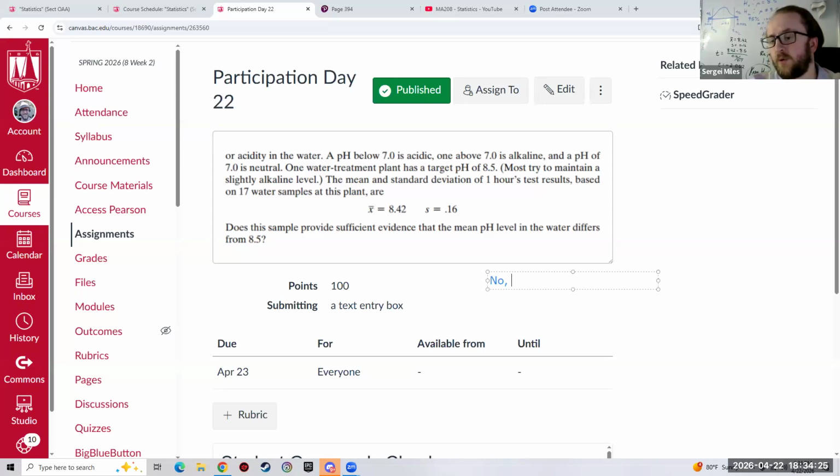Well, in fact, you can just leave it at that if you want. Just typing in no, there's not evidence to suggest the pH level differs. Yeah, we keep the null hypothesis here, all right? There is not sufficient evidence, okay? And we can leave it at that. Now, if this were a test question, you would, of course, need to show all your work. You would need to show that we are keeping the null hypothesis, and therefore that is why there is not evidence to suggest that the pH actually differs from 8.5.